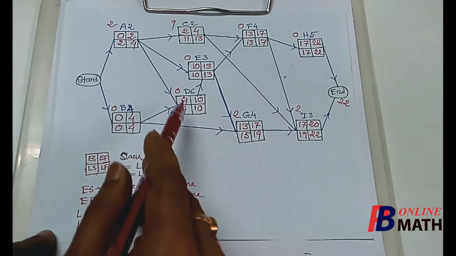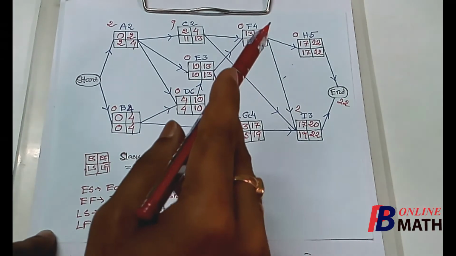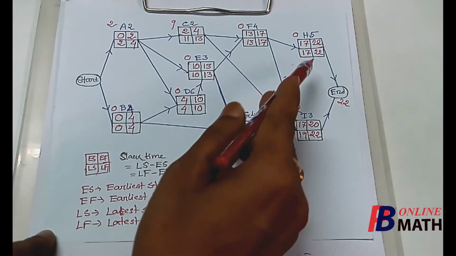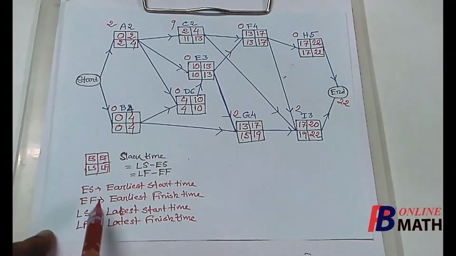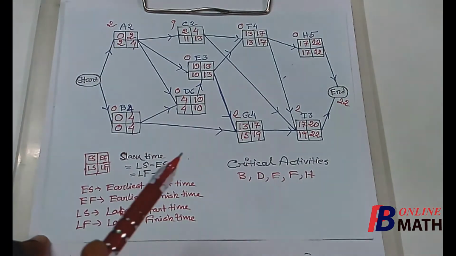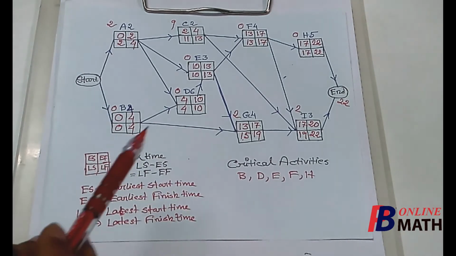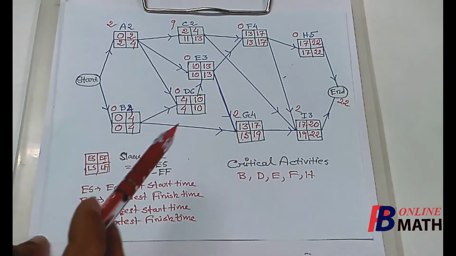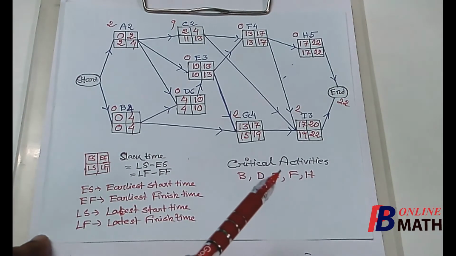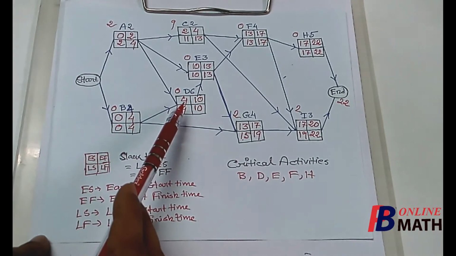But there are some activities, as for example B, D, E, F, H. If we make any delay on these activities, then the total time required to complete the project must be greater than 22. So these activities are called critical activities. Actually, the activities with 0 slack times are called critical activities. Here we find that B, D, E, F, H, these are critical activities. That means the activities must be started within this time.